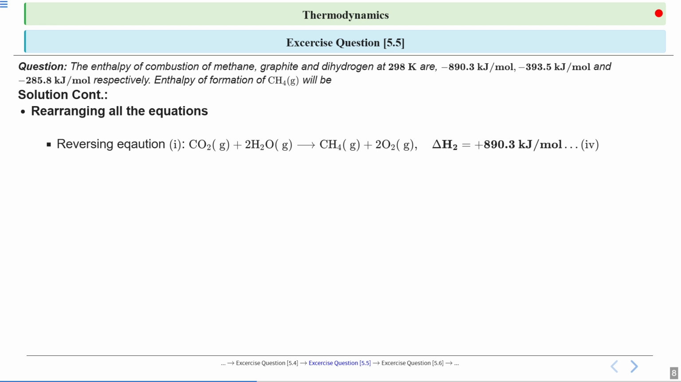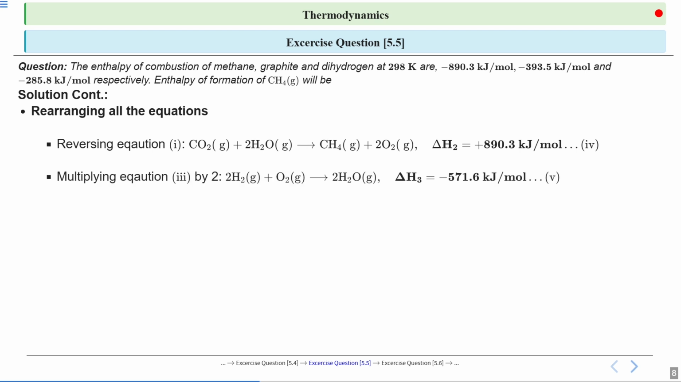And upon reversing the equation, what will happen? To the enthalpy change, it will also reverse its sign. So now we will have the enthalpy change for the reversed reaction, I would say, it will be 890.3 kilojoule per mole with a positive sign. Mark it as equation number 4.